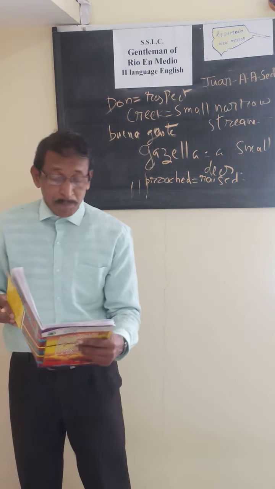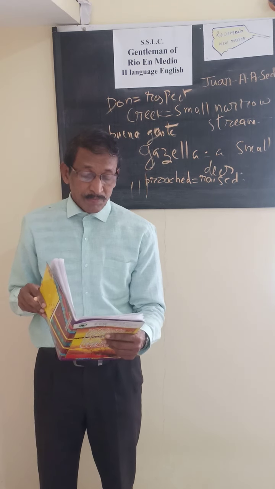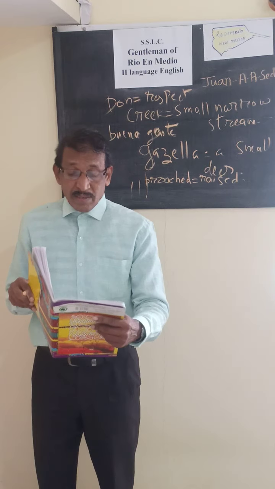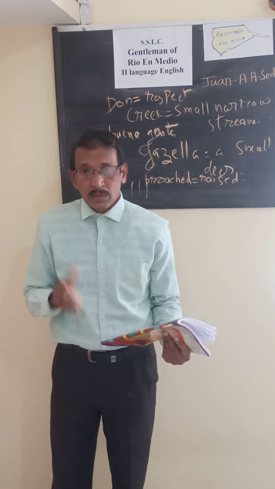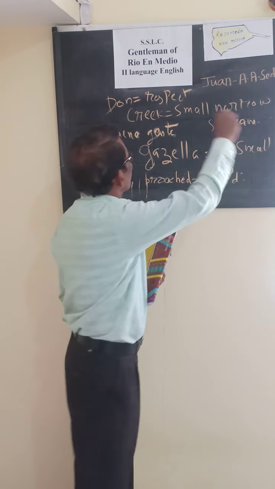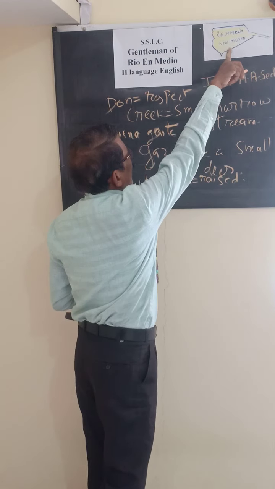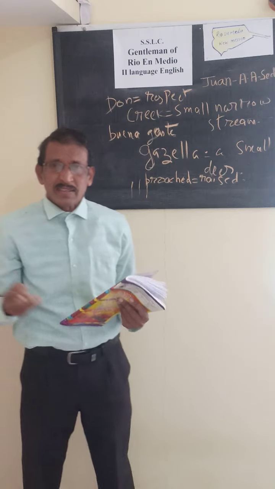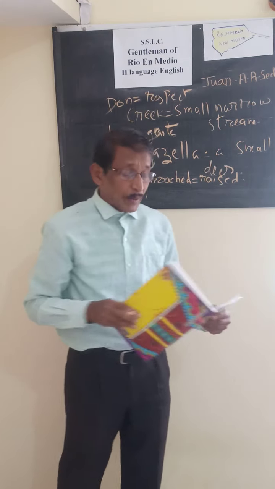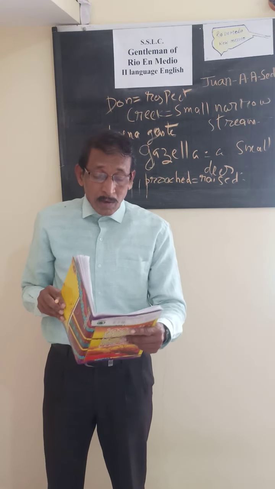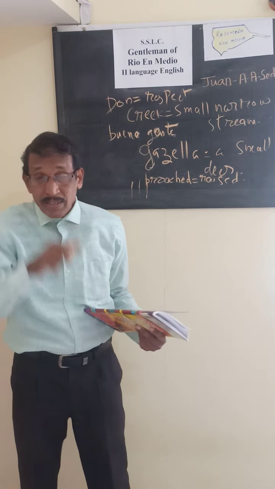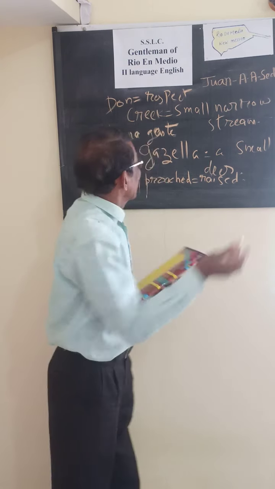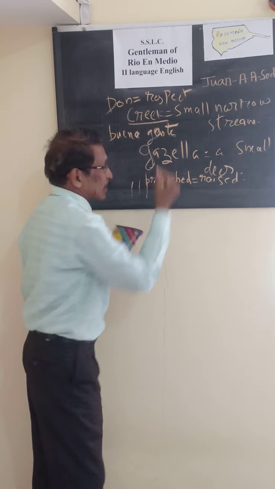First one, a place in Santa Fe country in New York. I told you in the beginning. That means Rio and Medio. It is in New Mexico, Santa Fe country. Rio and Medio. Next, a small narrow stream. One word, a small narrow stream. That is called a creek. Creek. I wrote here, creek.